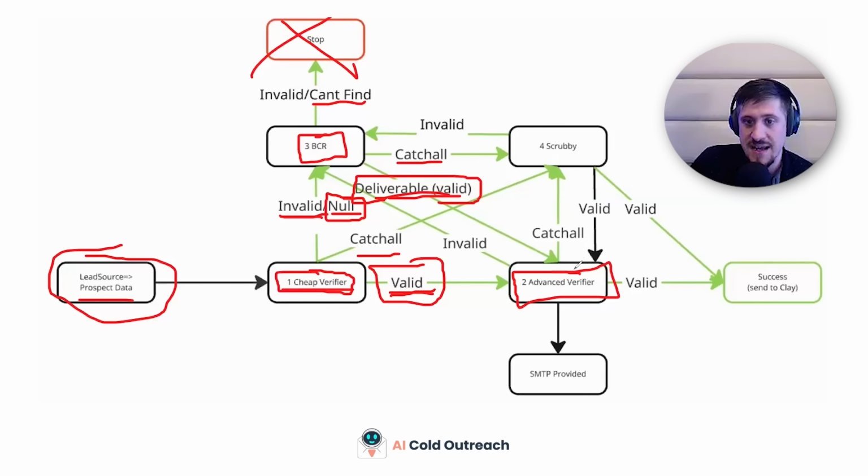That second validator itself can, of course, say something is invalid, at which point we have to start over and go back to BetterContact.rocks, or it will say it's still catch-all, or it will say it's valid. If it's valid, we just send it to Clay.